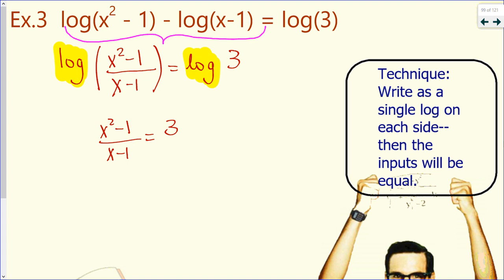So what we can now do is cross multiply, since we have kind of fraction on one side, fraction on the other side. So multiplying along one diagonal, I get 3x minus 1. Multiplying along the other diagonal, I get x squared minus 1.